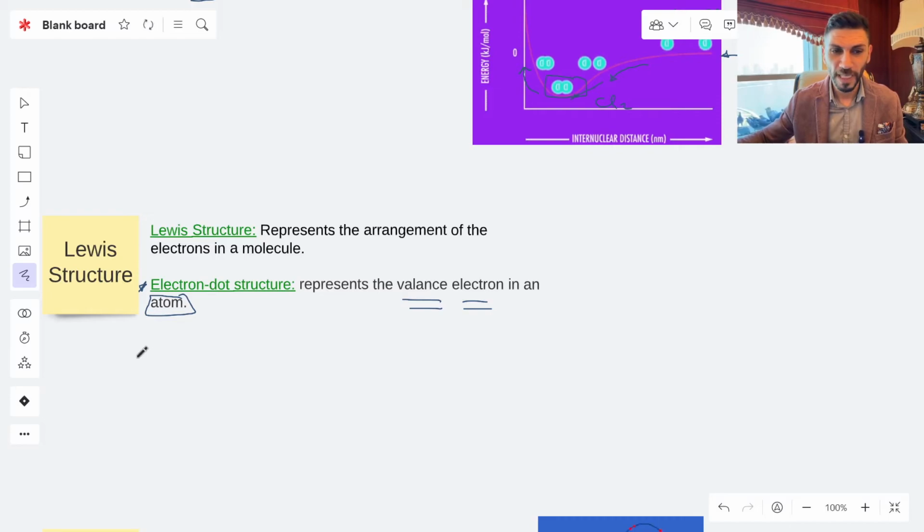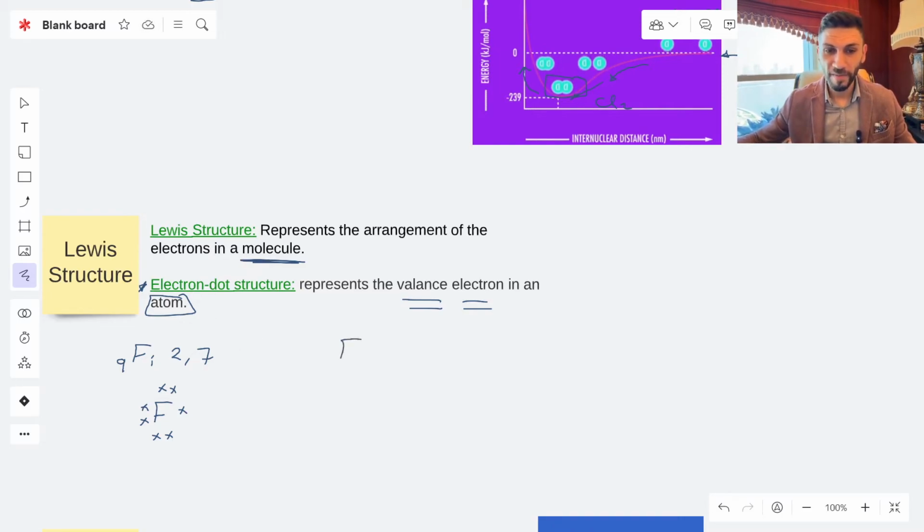So for example, if I have fluorine, which has 9 electrons, the electron configuration is 2 and 7. So the electron dot structure for fluorine is going to be F with 7 valence electrons, because the electron dot structure represents the valence electrons in the atom. This is an atom. But the Lewis structure represents the arrangement of the electrons in a molecule.